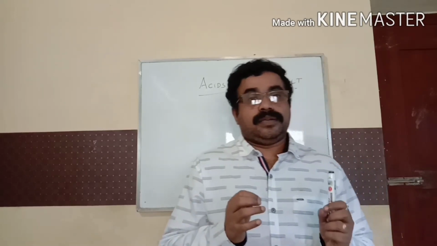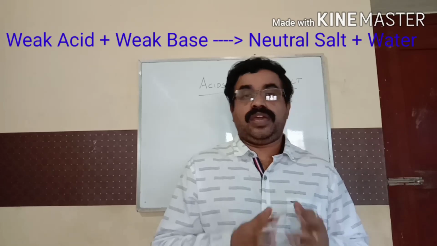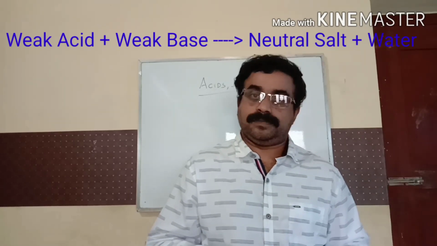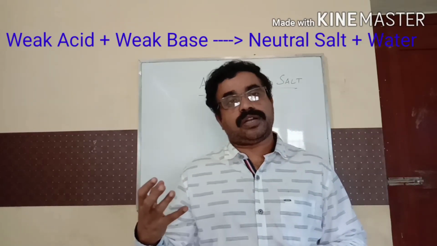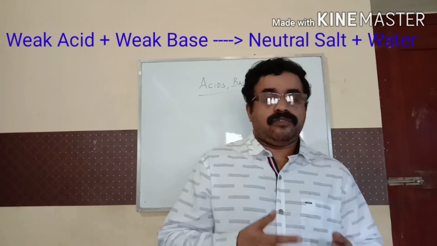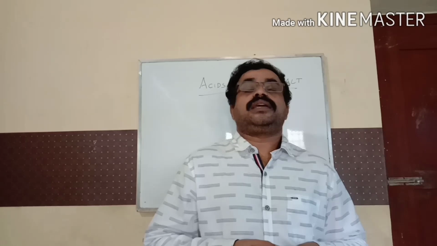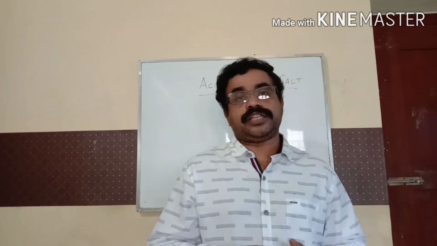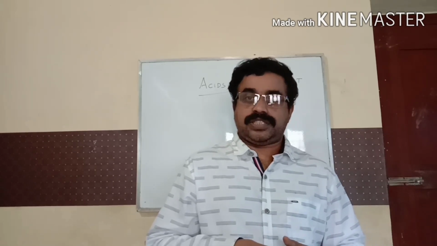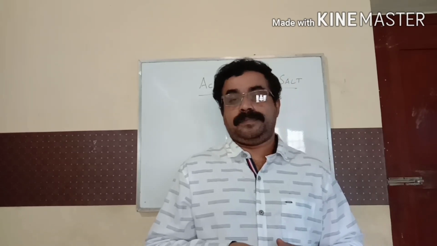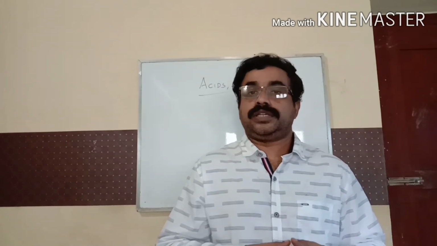Now, when a weak acid reacts with a weak base, we again get neutral salt plus water. For example, the weak acid acetic acid, CH3COOH, reacts with calcium hydroxide, Ca(OH)2, to get calcium acetate, (CH3COO)2Ca, plus H2O. So calcium acetate is a neutral salt here.